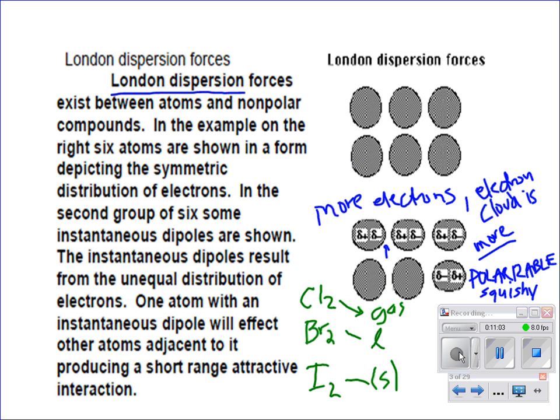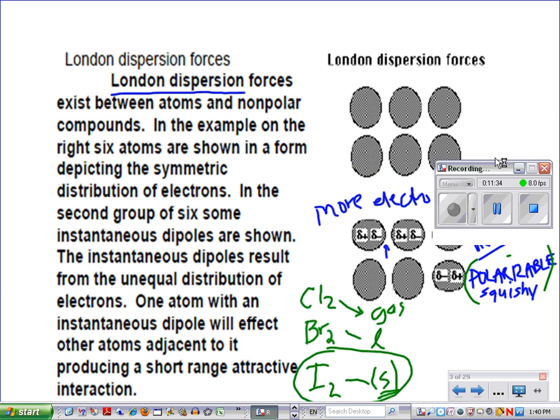More electrons. The electron cloud is more polarizable, so it has a stronger IMF. Iodine, having the most electrons, is going to have the most polarizable cloud, leading to the strongest intermolecular force. Does it make sense that things that are solid have the strongest intermolecular force? They like each other the best? Yeah, it does. Okay? So the more electrons, the more polarizable, the stronger the intermolecular force.